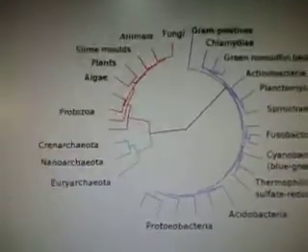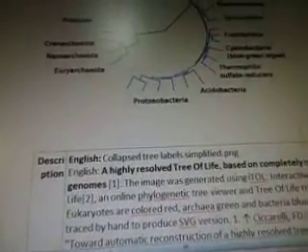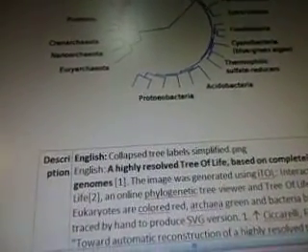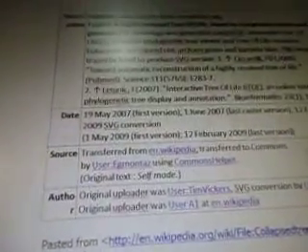Okay, and the next one's called molecular evolution. This was an interesting graph, I thought I'd show you this. This is a collapsed tree, a highly resolved tree of life based on completely sequenced genomes, and it's made by Tim Vickers.